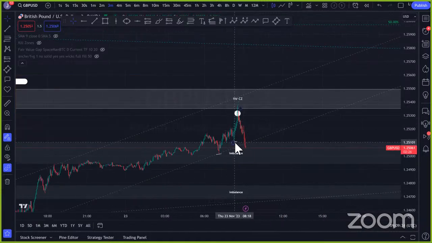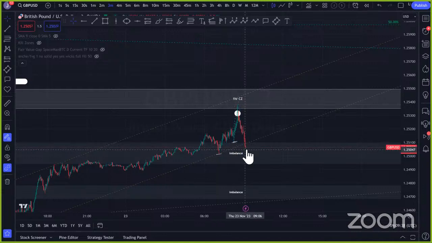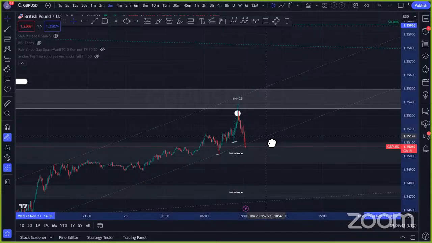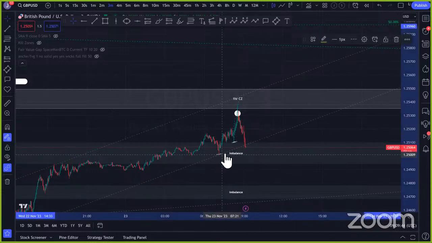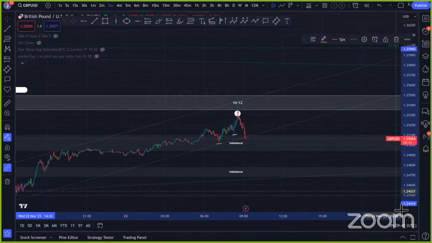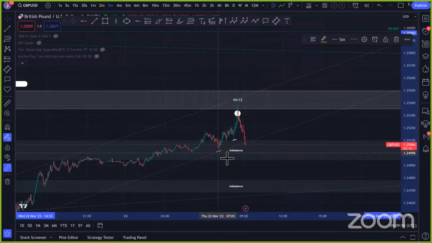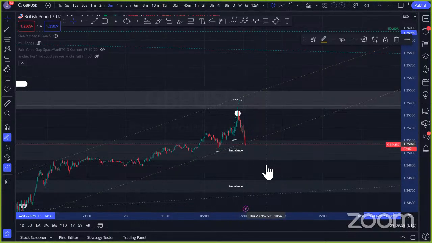We have broken some minor structure here, and the market is pushing outside of this little range, depending on how we've drawn it. It's going to be interesting now, like I said to you, if this market breaks this structure here. If it does break this structure here, I'm expecting to see some sort of retracement, and I'm interested in getting in and taking this trade down.